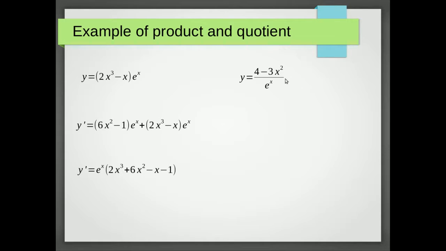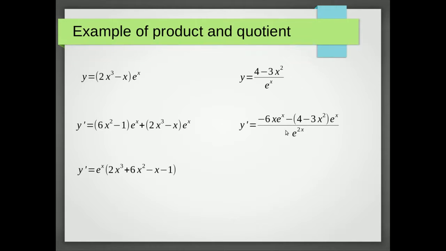So the first thing to note is that if we differentiate this, we're going to get minus 6x, and if we differentiate this, we get e to the x. So using the formula for the quotient rule, we have this differentiated multiplied by e to the x, minus this multiplied by e to the x differentiated, which gives us this, over e to the x all squared, which is the same as e to the 2x.